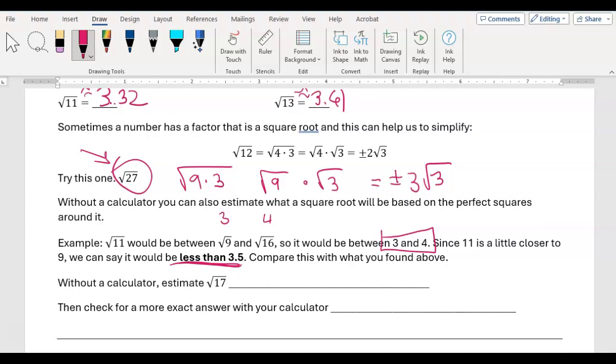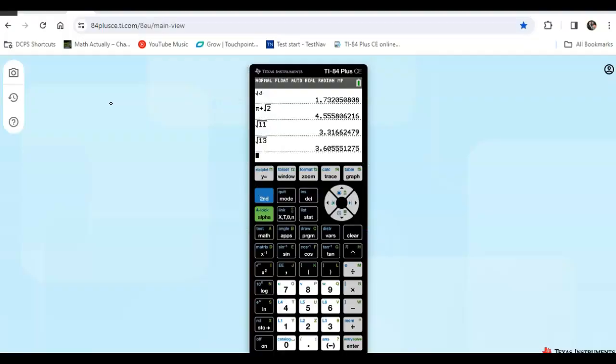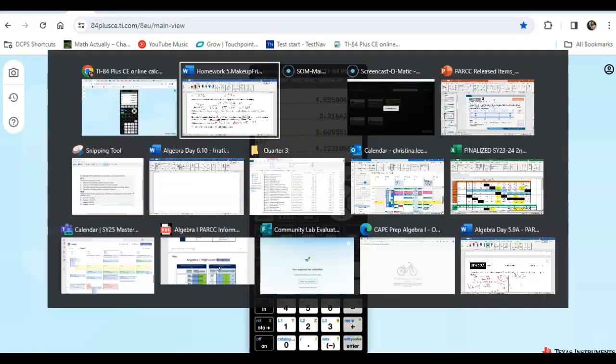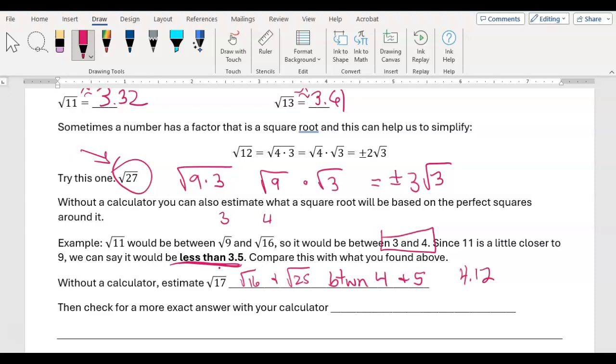So without a calculator, if we estimate the square root of 17, well, the square root of 17 is between the square root of 16 and the square root of 25. Those are our perfect squares, 4 and 5, which means it's between 4 and 5. Now 17 is way closer to 16 than it is to 25, so I might estimate this is 4 point 0-something or 4.1-ish, right? So let's go ahead and do it. So the square root of 17 gives us 4.123. That's lovely, 4.123.